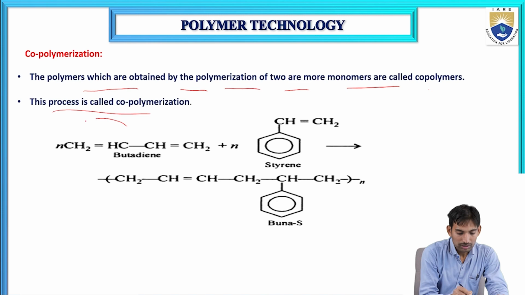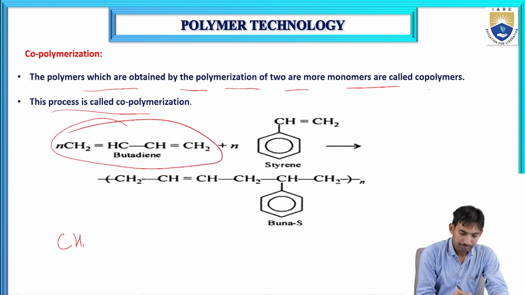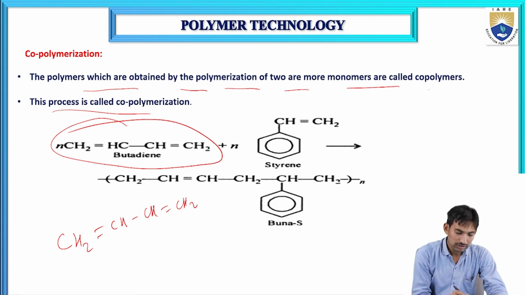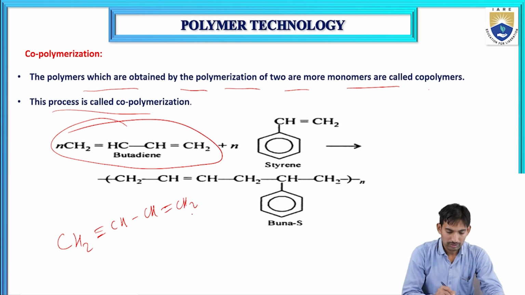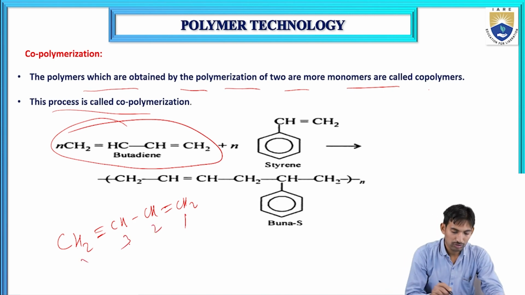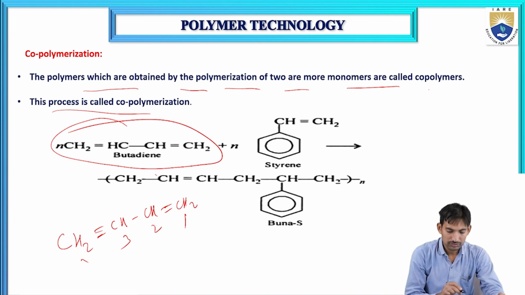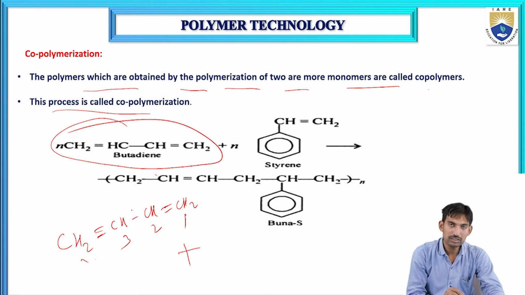See the example, butadiene. The butadiene structure is CH2=CH-CH=CH2. There are four carbons, numbered 1, 2, 3, 4, and two double bonds. Butadiene reacts with styrene. These are the two monomers: one is butadiene, the other one is styrene.